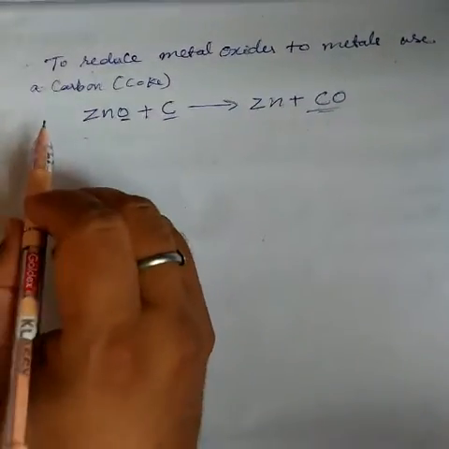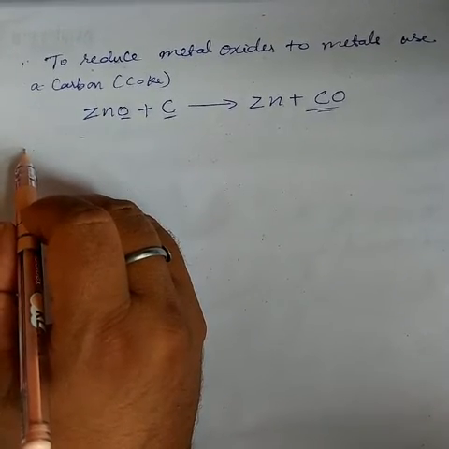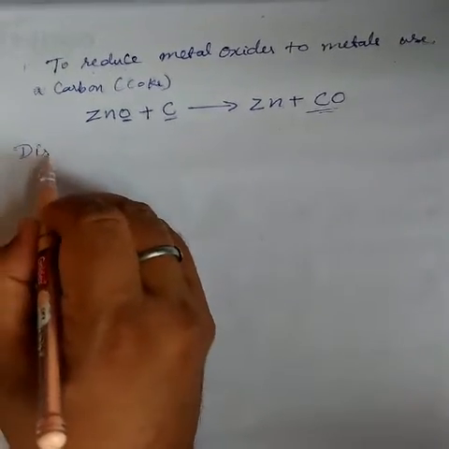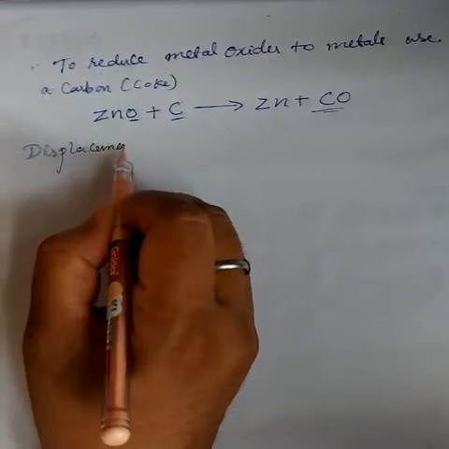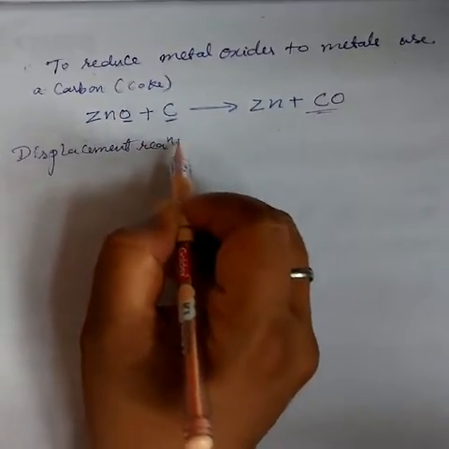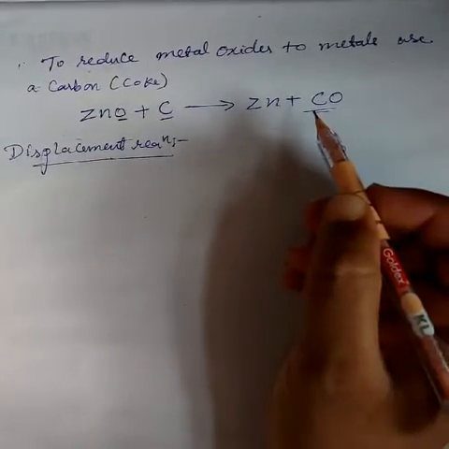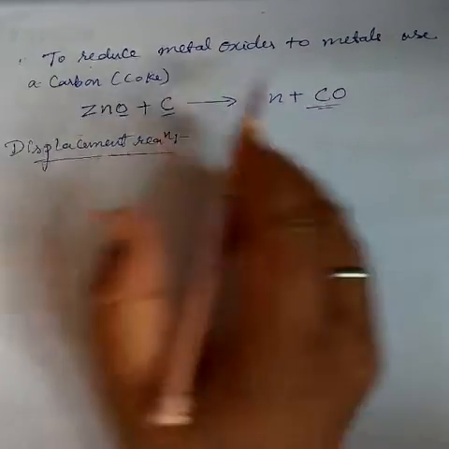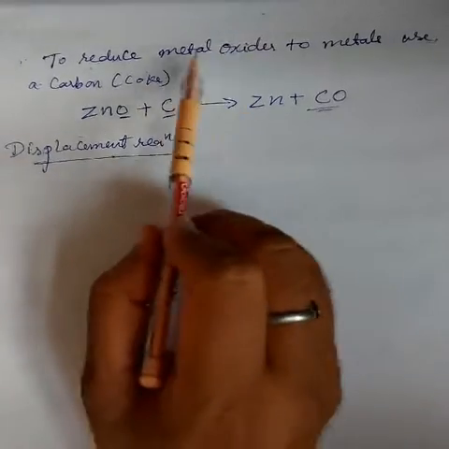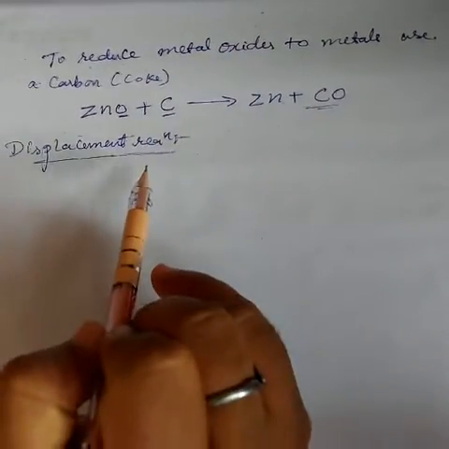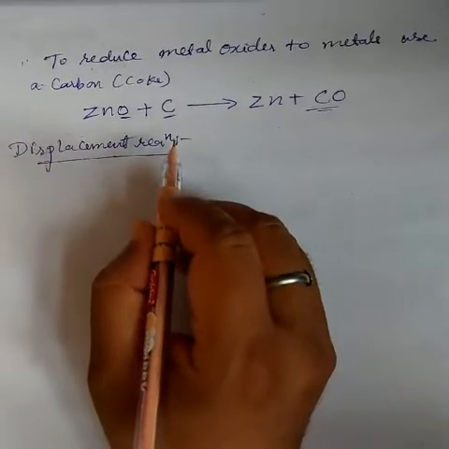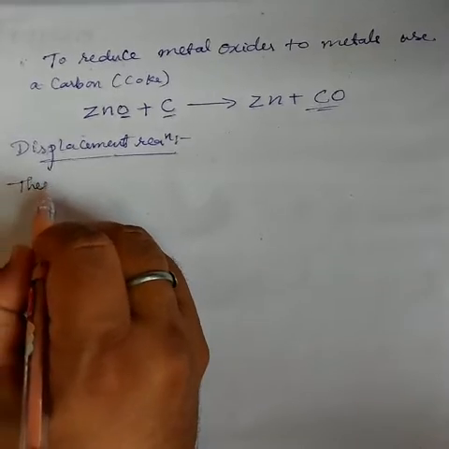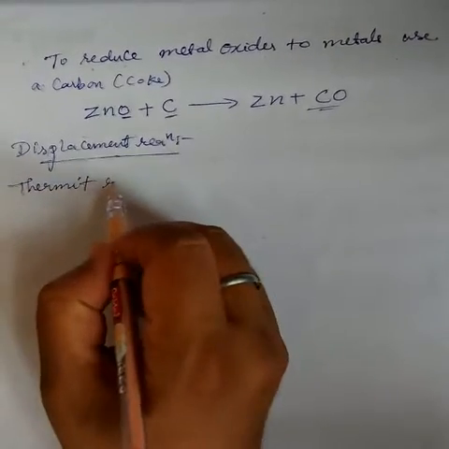Now in some situations, we take the highly reactive metals to displace the low reactive ones. That is a displacement reaction, which you already learnt in the first chapter. What does displacement reaction mean? In these reactions the highly reactive metal displaces the low reactive metal. In some situations, to reduce metal oxides we use highly reactive metals.